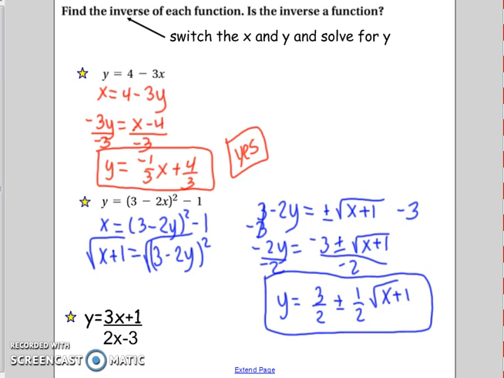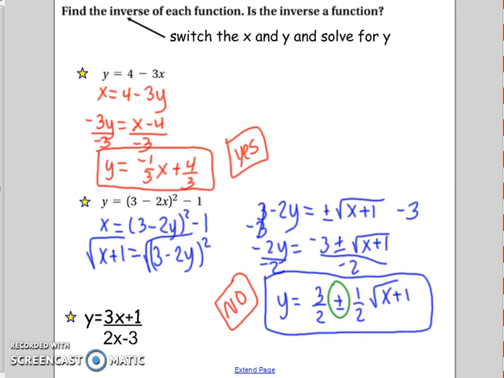Okay, so here's my inverse. And is this a function? Well, the key here is this plus or minus. If you see a plus or minus, it's not going to be a function. So no, that is not a function because of that plus or minus.